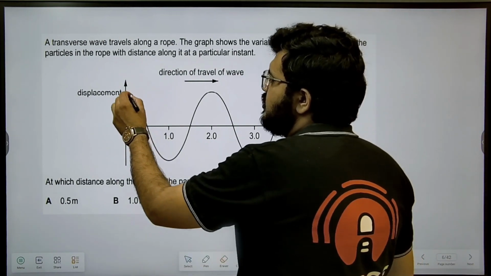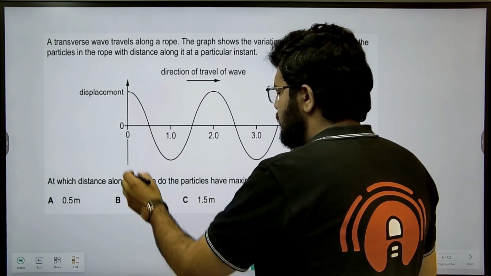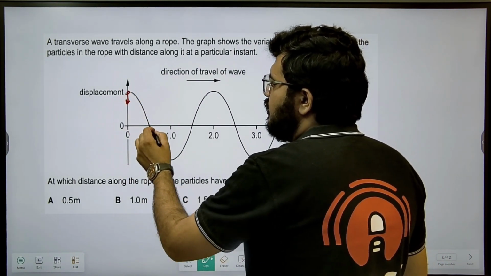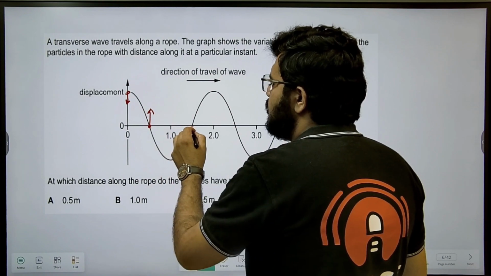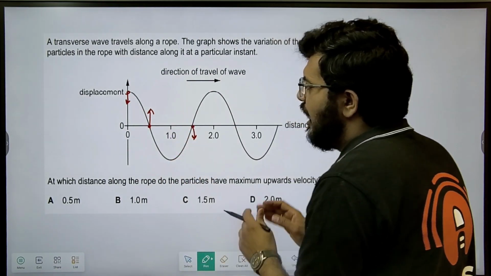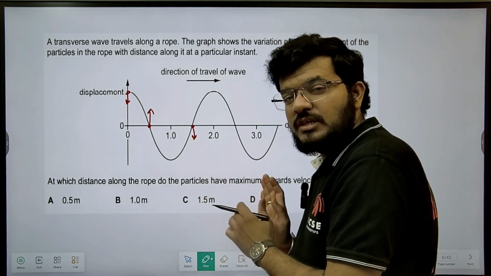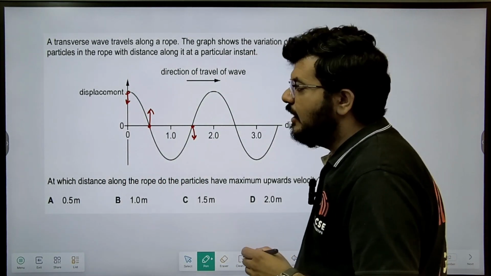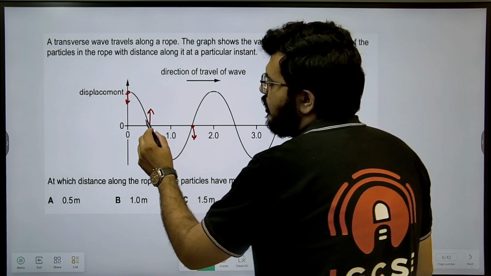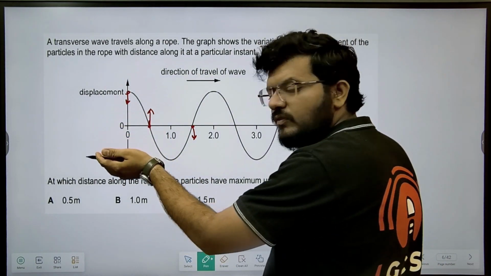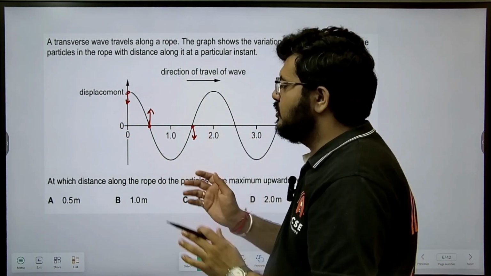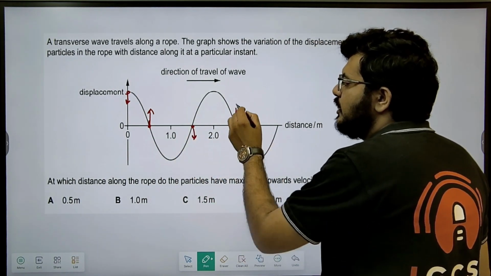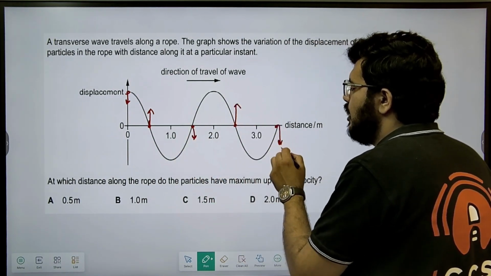So if this is displacement, right, this point will travel downwards. Now this point is going to travel upwards, this downwards. So how do I decide what point is going to travel in what direction? Look at its left hand side, right? If I look at its left hand side, whatever point it is, if it is above that point it is going to travel upwards, and if it is below it, it's going to travel downwards. This is again upwards and this is again downwards.